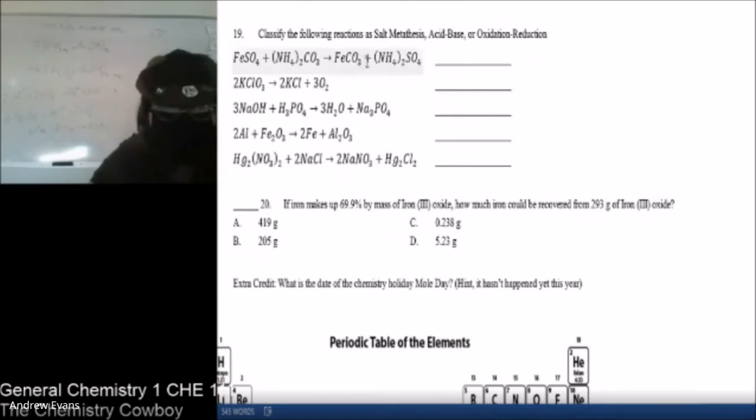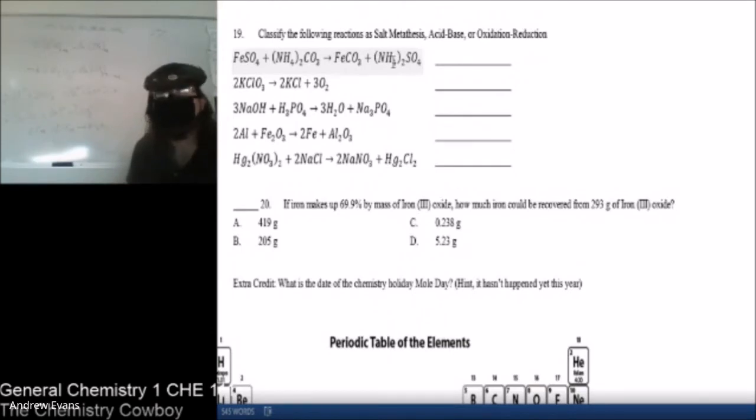Number 19, classify the following reaction as salt metathesis, acid base, or oxidation reduction. So to do this, remember, you can classify these based on some simple facts. Precipitation or salt metathesis is when a solid forms from a solution. Acid base is when an H and an OH come together to form water. If you see an H and OH and water, you know it's acid base. Oxidation reduction is when electrons are transferred. The easiest way to spot this, and it's not always true, is looking for a pure element being formed or a pure element being used up.